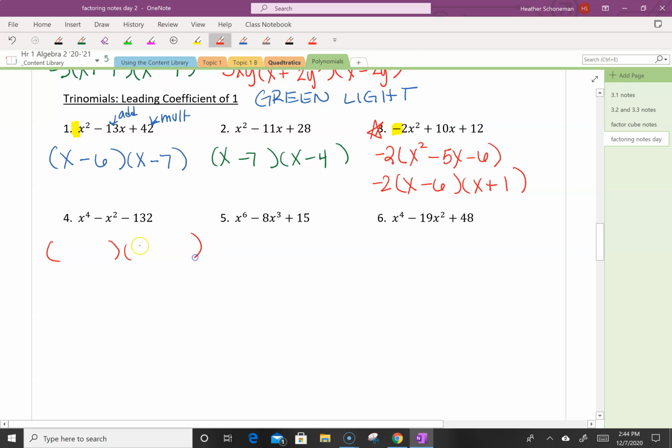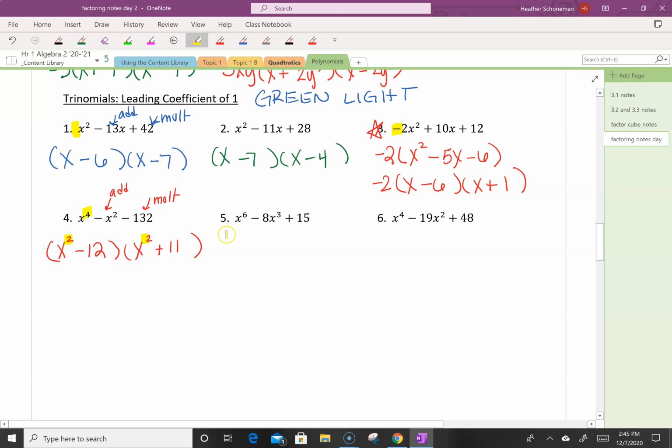I'm going to go straight to my 2 parentheses, and normally I'd put x and x, but x and x multiplies back together to x squared. I need it to multiply back together to x to the 4th, so instead of x and x, I'm going to have x squared and x squared. Now I'm looking for 2 numbers that multiply to -132 and add to -1, and those 2 numbers would be -12 and +11.